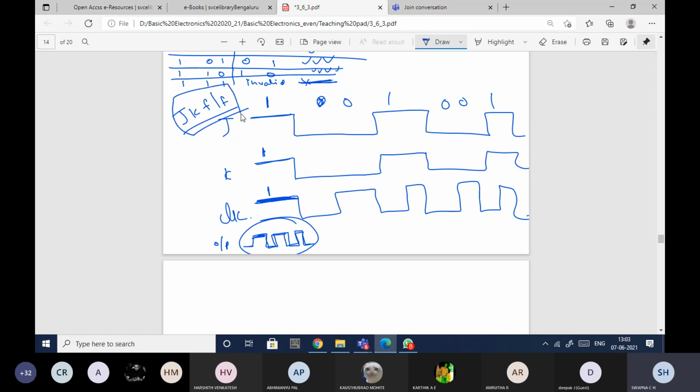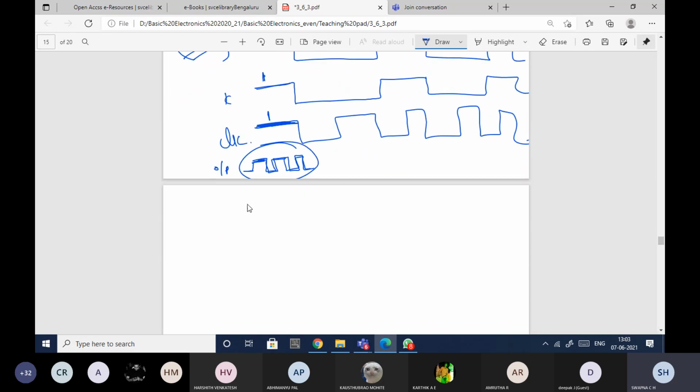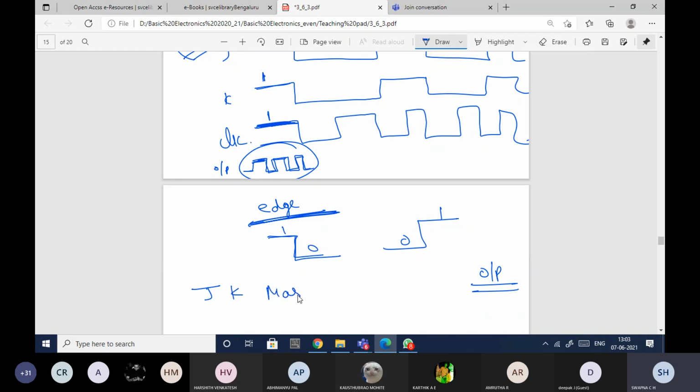So to eliminate this toggling effect drawback, we will go with edge triggering. I was talking about edge triggering, right? Edge triggering means when there is a change from 1 to 0 or 0 to 1, the output will change. That we will study in edge triggering. By using edge triggering, we'll be able to do that. That is done by using the JK master slave flip-flop. This we'll see tomorrow.